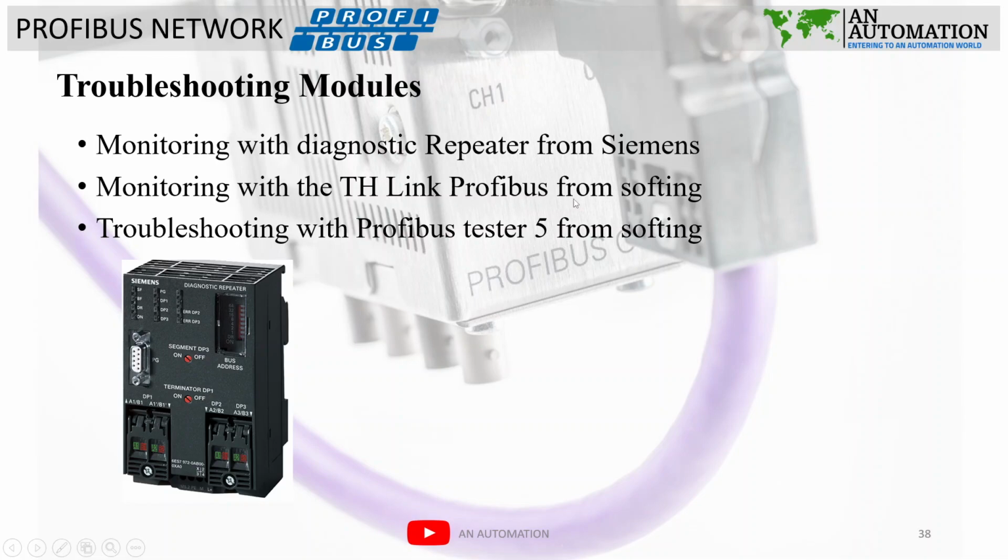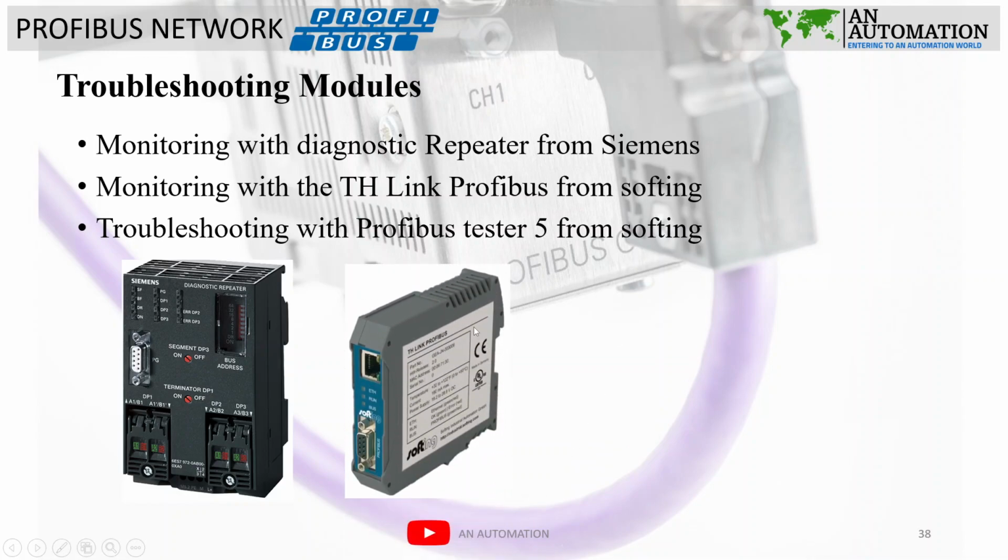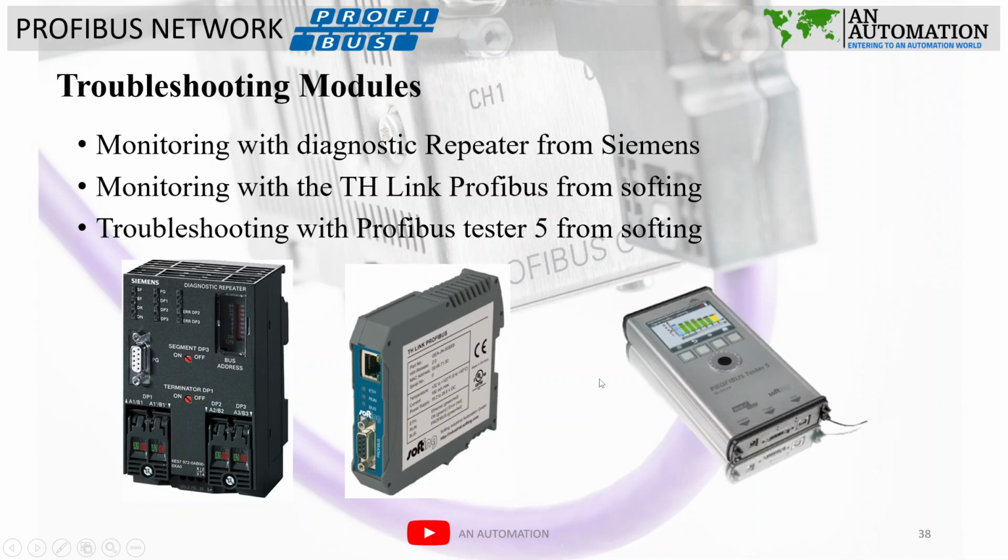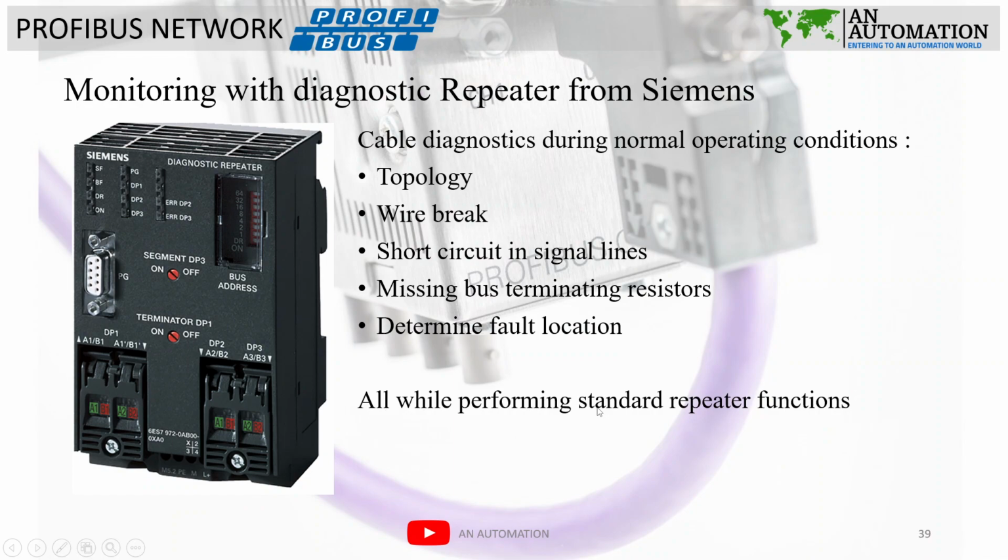Monitoring with the TH-Link Profibus from Softing, and troubleshooting with the Profibus Tester 5 from Softing. This is the TH-Link Profibus from Softing, and this is the Profibus Tester 5 from Softing. So, monitoring with the diagnostic repeater from Siemens.